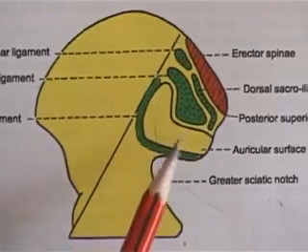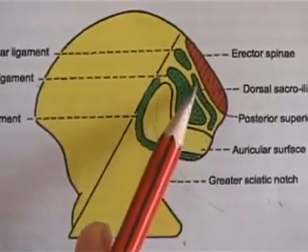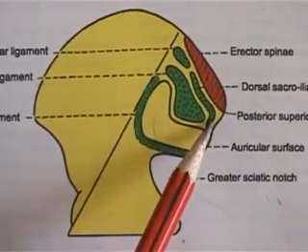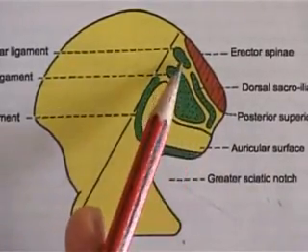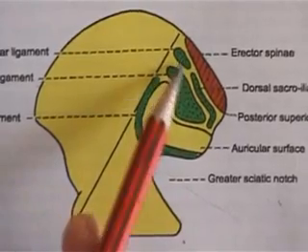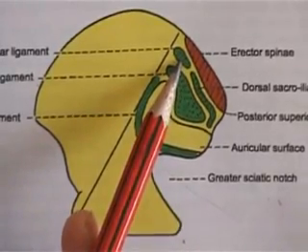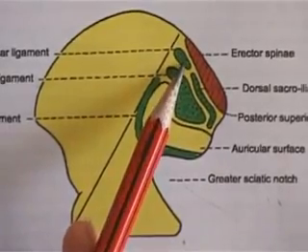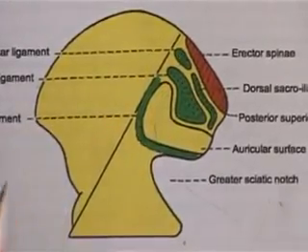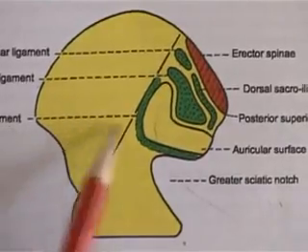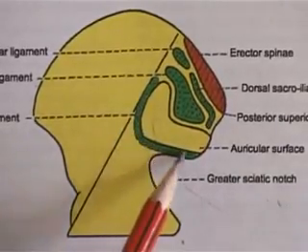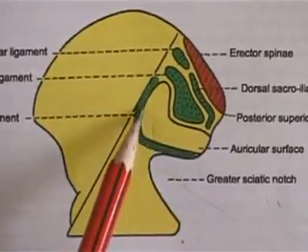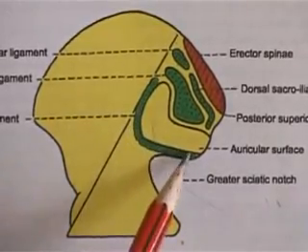Dorsal sacroiliac ligament is attached above the interosseous one on the hip bone. Iliolumbar ligament extends from transverse process of 5th lumbar vertebra to posterior part of inner lip of iliac crest. Ventral sacroiliac ligament is attached to convex margin of auricular surface. It is also attached to pre-auricular sulcus.